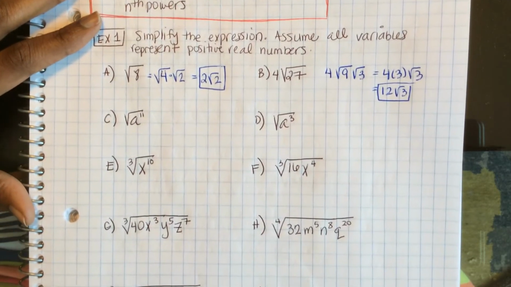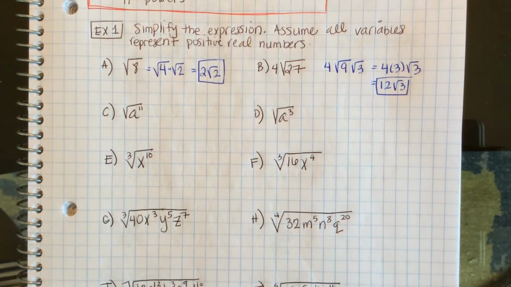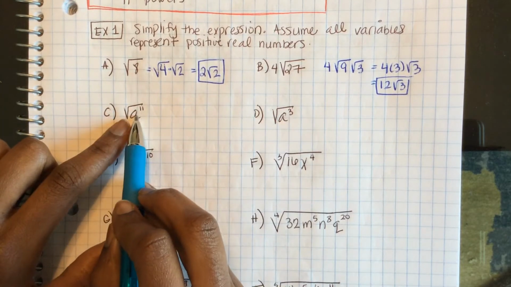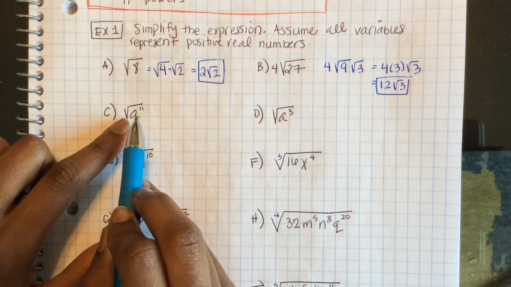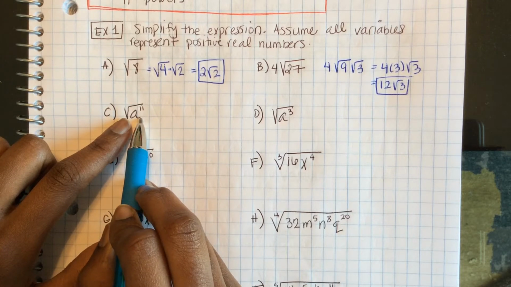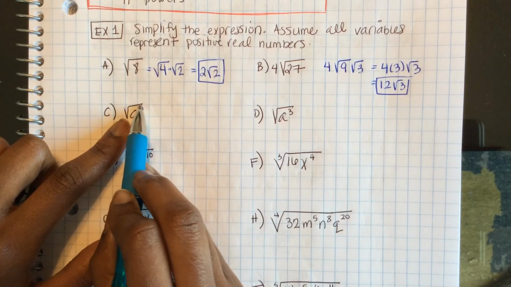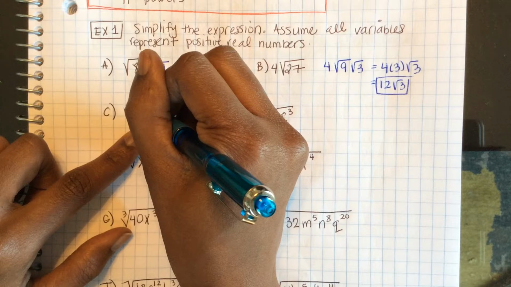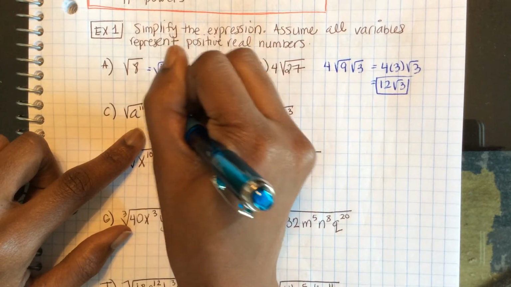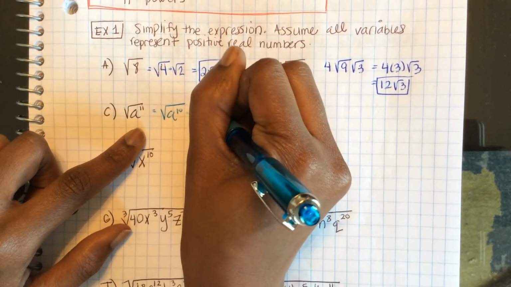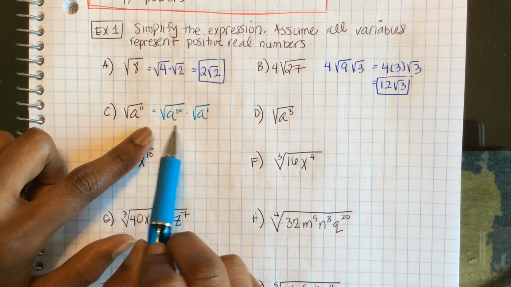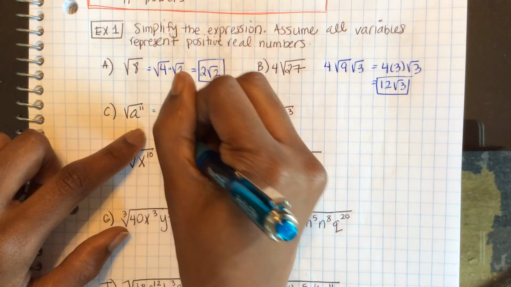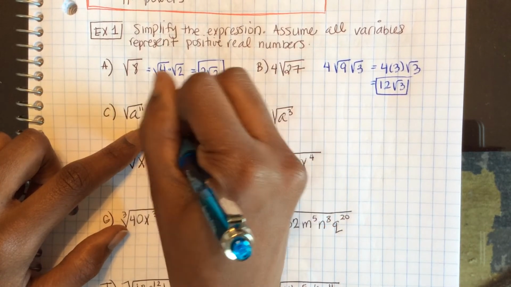So now we're throwing in some variables, but don't let it upset you. Square root of a to the 11th. Now, what's the largest perfect square of a? So remember, perfect squares exponents are multiples of 2. So the largest multiple of 2 that could come out of 11 is 10. This is a to the 10th times a to the 1, because 10 plus 1 is 11.